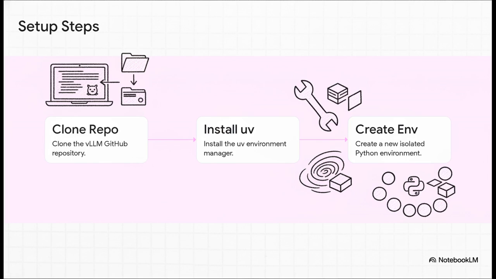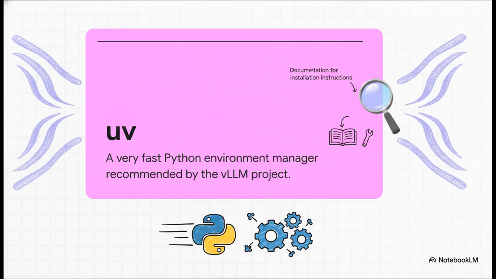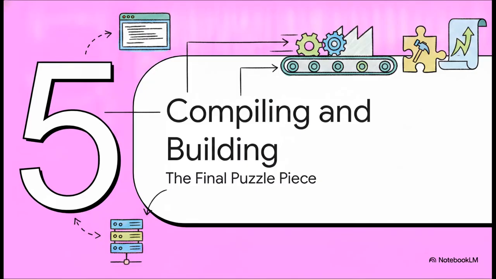I actually want to pause on this UV thing for a second because it's a fantastic technical takeaway. The vLLM project specifically recommends using UV, which is a super fast Python environment manager. They even link straight out to the UV documentation for installation instructions. By adopting the tools that the core maintainers themselves recommend, you're ensuring your local dev process is as efficient as humanly possible, and you're perfectly aligning your workflow with the rest of the community. It's a real win-win.